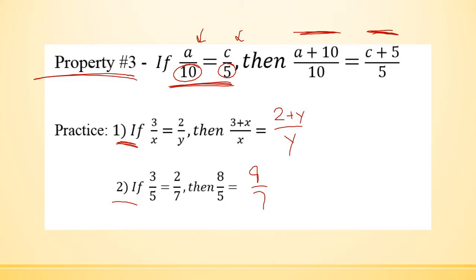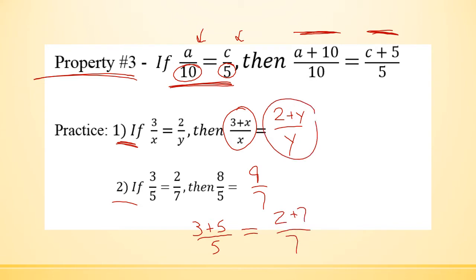Instead of writing it as 8, what if I wrote it as 3 plus 5 over 5? Now it's starting to look kind of like what we did here on practice number 1. And then instead of 9, what if I said 2 plus 7 over 7? And so then it's kind of looking like what we did with that 2 plus y over y.